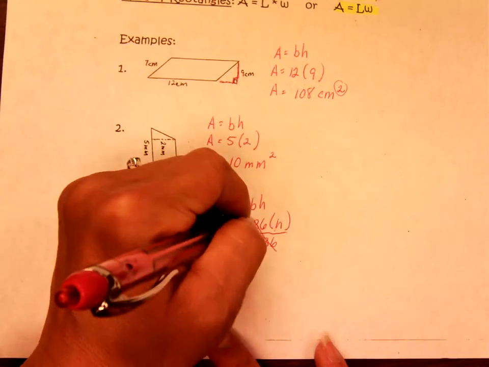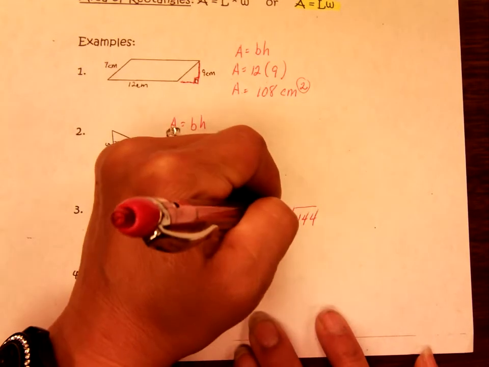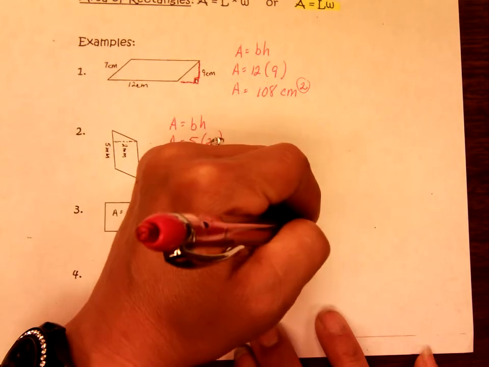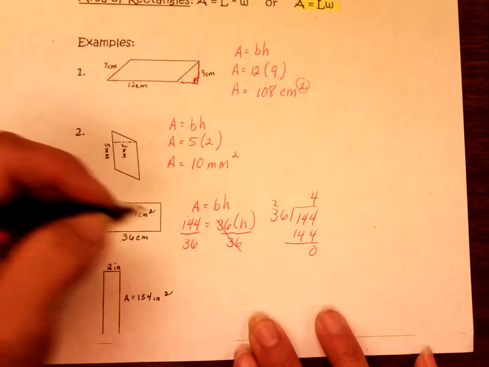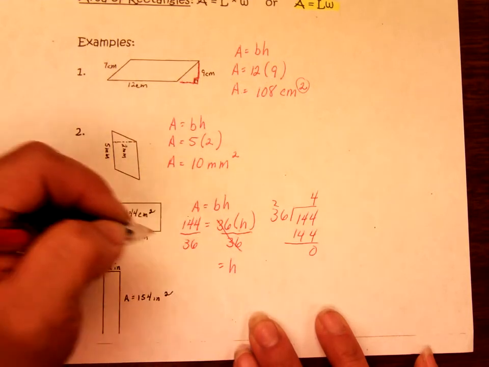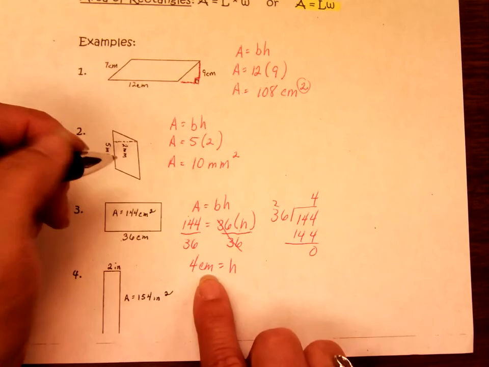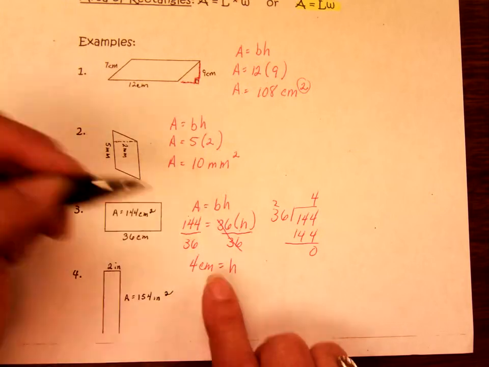So the 36s cancel out. Now you say 144 divided by 36. Let's try 4. This would be 24, 12, 13... So H is equal to 4, and you have to write centimeters. Don't write centimeters squared because that would be the area. Use just 4 centimeters for the height.